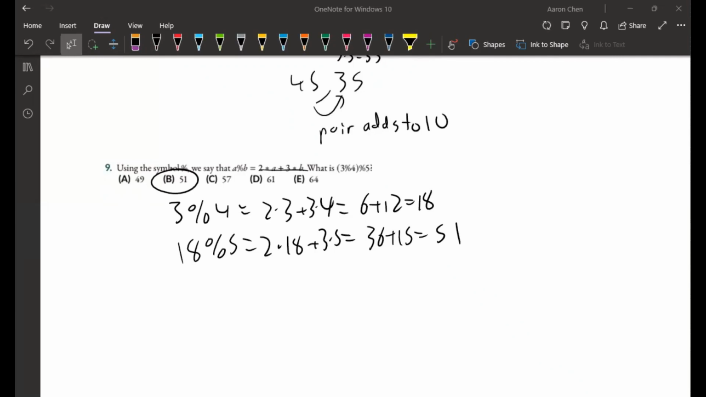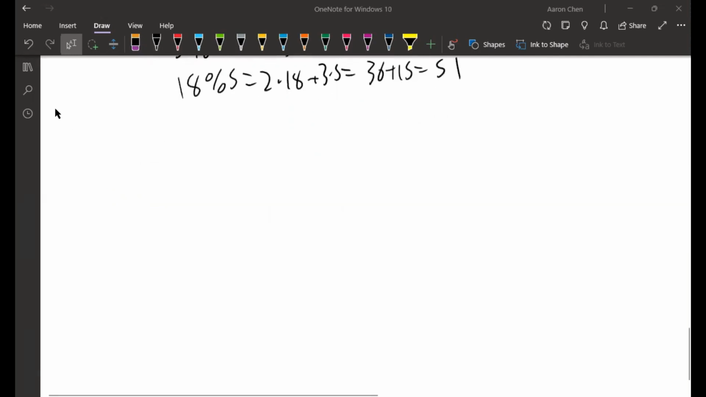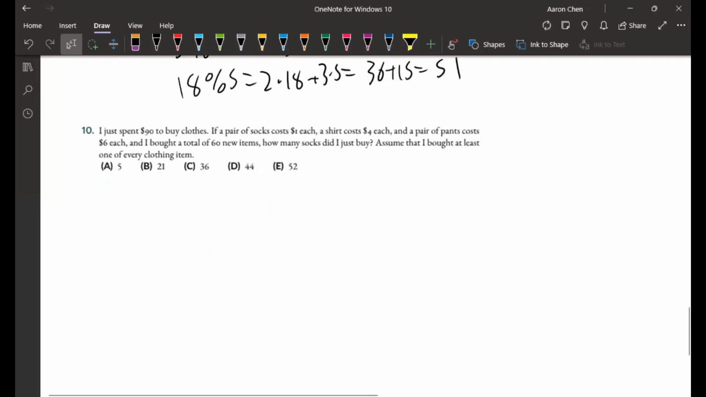Okay, so next up is question number 10. So I just spent $90 to buy clothes. A pair of socks costs $1 each, a shirt is $4 each, and pants are $6 each. And they bought a total of 60 new items. So how many of them were socks? There may have been a bit of confusion here, but by socks, I meant how many pairs of socks.